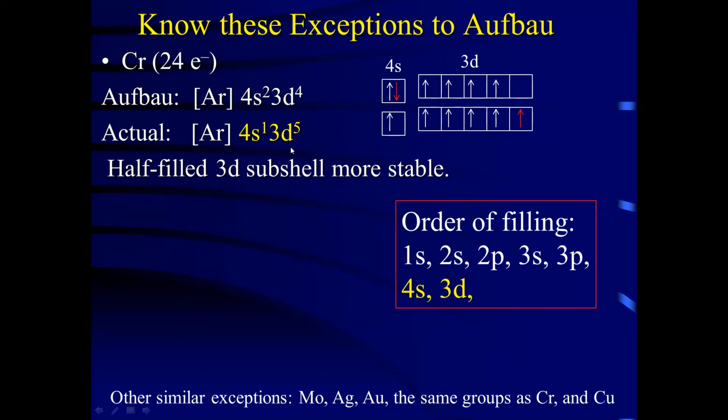So if we follow the Aufbau principle we learned from last class, this should be its electron configuration. However, in reality, from the experiment, its configuration actually looks like this. So when we do this building up, we only fill in 1 electron on this orbital, and then we put 5 on this orbital.